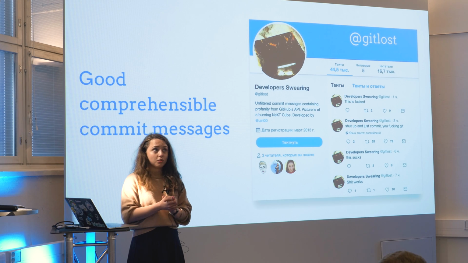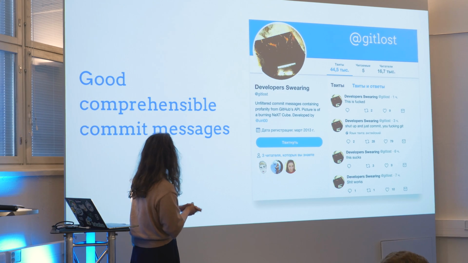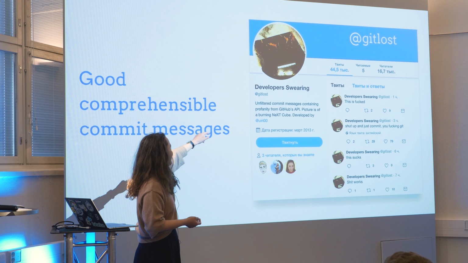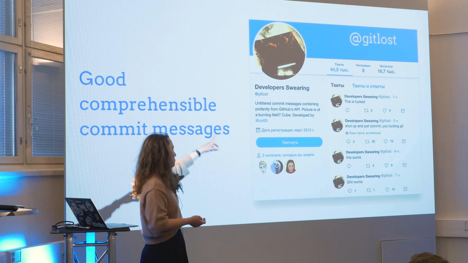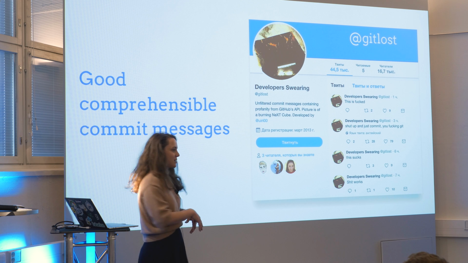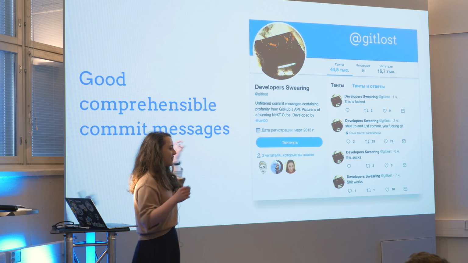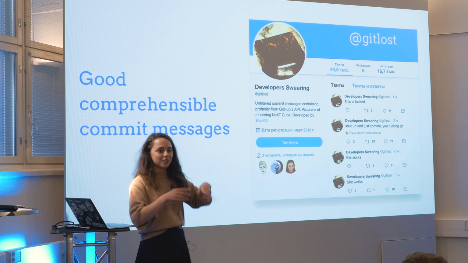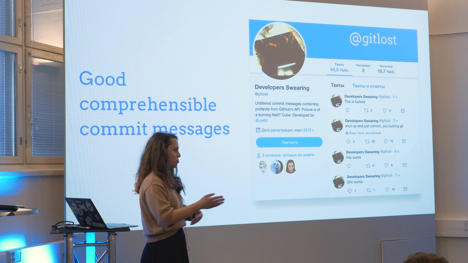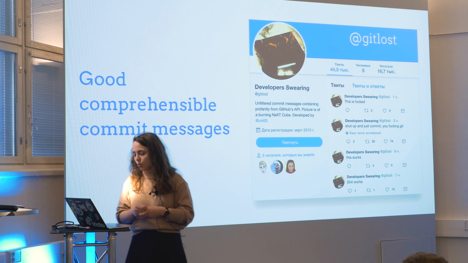So how do we do documentation without actually doing the documentation? Don't be like the guys from Git Lost. Please. This is actually a pretty nice Twitter account. Basically, it fetches the Git commit messages with the swear words in them, and don't do that. Write nice, comprehensive commit messages that would allow you to trace back the history and understand where you did what.